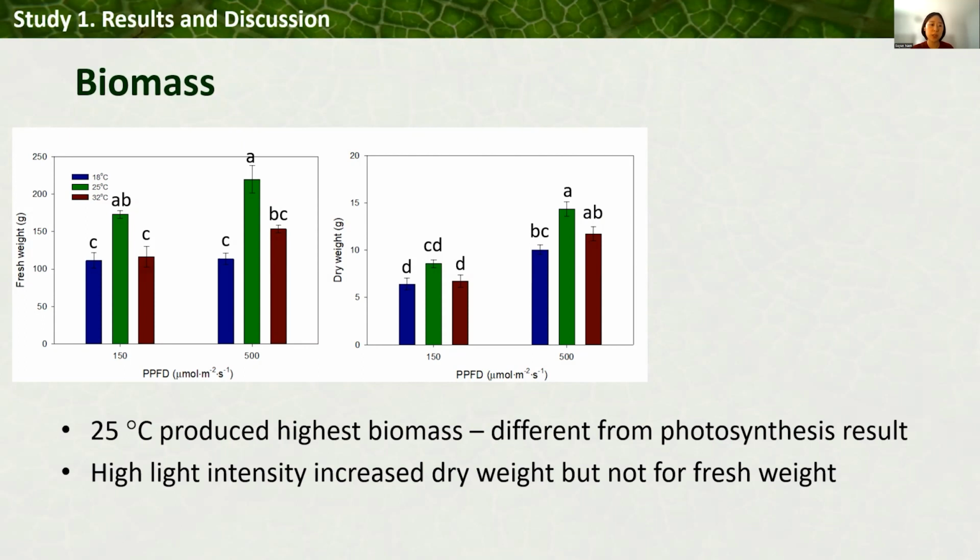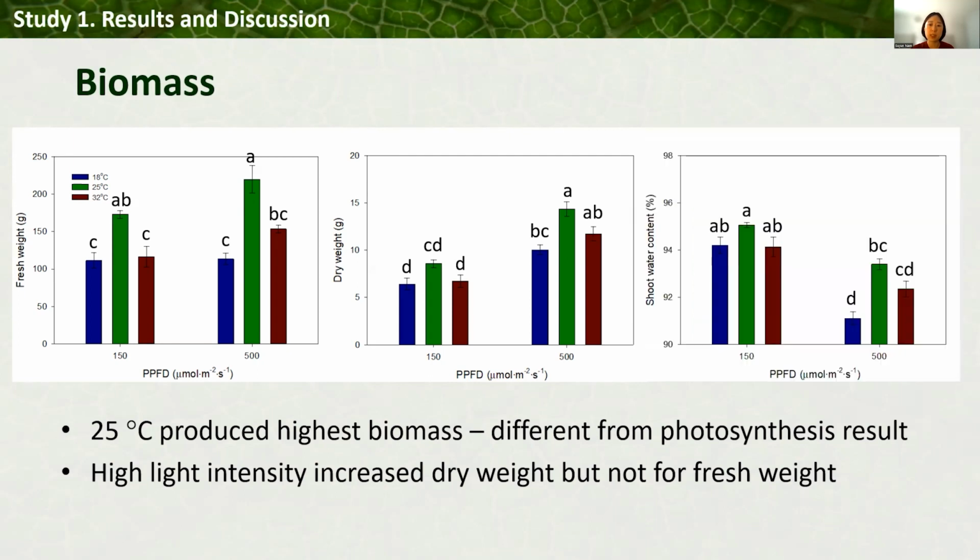When we compare 18 degrees C under 150 and 500, it's both similar, and the other temperature conditions also show the same trend for fresh weight. But for dry weight, the light intensity increased the biomass significantly. That is because there is a difference in shoot water contents.